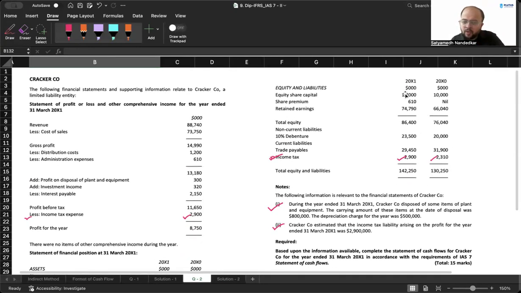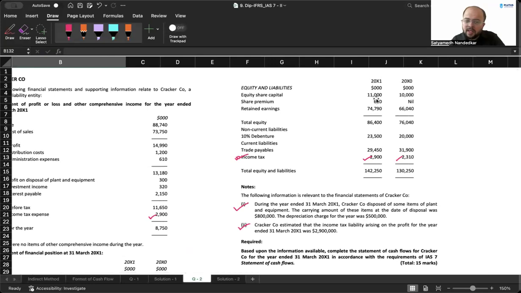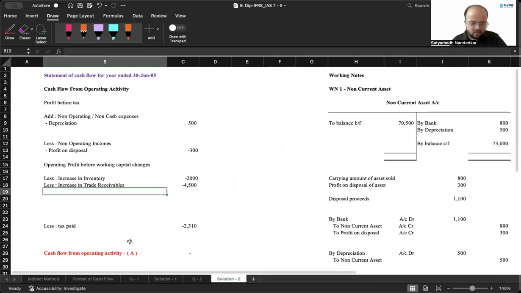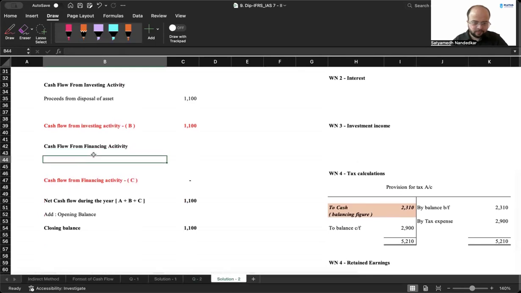Equity share capital opening 10,000, closing is 11,000. No opening balance for share premium, closing is 610. That means the company must have issued equity shares at premium during the year and raised money by way of equity share capital. This is cash inflow under financing activity. 1,610. So proceeds from issue of equity shares.